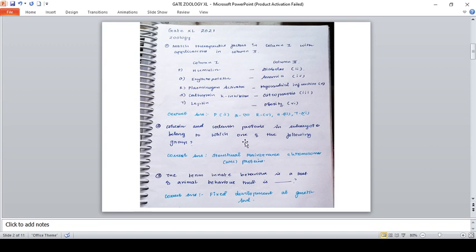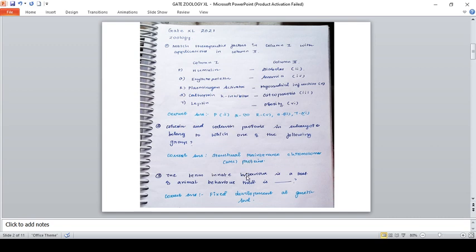Next question is: cohesin and condensin proteins in eukaryotes belong to which one of the following groups? You should know cohesin is just like your Fevicol. It sticks the newly replicated sister chromatids together, whereas condensin maintains the compact chromatin structure. So both are involved in maintaining the chromosome. Hence they are called structural maintenance of chromosomes, that is, SMC proteins.